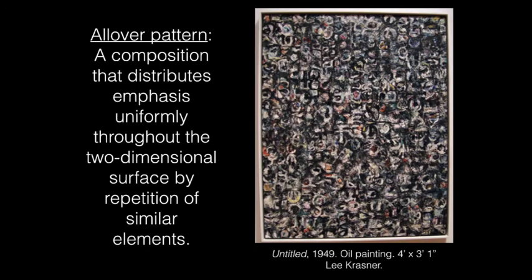All right, another type of balance is all-over pattern. This is a composition that distributes emphasis uniformly throughout the two-dimensional surface by repetition of similar elements. In this painting by Lee Krasner, we see all this texture and pattern and different colors going on all over the piece, but my eye doesn't go to one space or look at one thing first. My eye just looks over the whole thing at once. So this is a type of balance, but it doesn't really have a focal point, and it makes you feel like there's a bunch of people talking or moving around, with a bunch of things going on all at once that makes a whole.